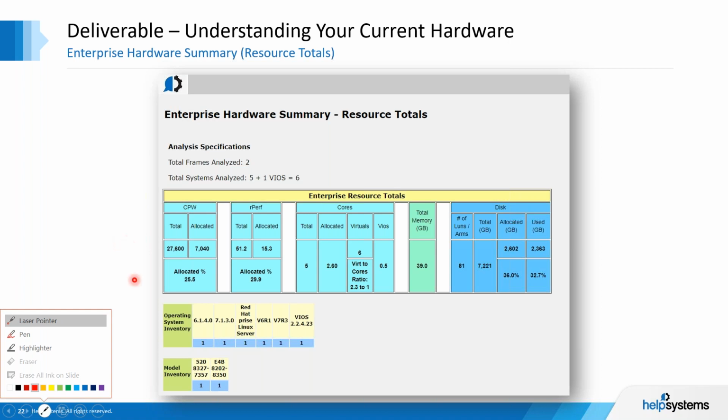So in this case, we analyzed 2 frames. There's 5 LPARs plus 1 file server, which makes 6 LPARs. And we tell you, in the entire enterprise, how many CPW are installed and how many of it you have allocated. So obviously don't confuse having an installed capacity versus a licensed capacity, right? And we do the same math for our perf. We tell you how many cores were installed, how many of them are allocated, how many virtuals, how many VIOS, how much memory you have. In the disk, again, we're looking at 6 partitions. There's 81 LUNs. There's 7.2 terabytes of storage. And I find this often interesting and particularly big. You see that out of the 7.2, there's only 32.7% of it used. My guess is the CIO probably has a requisition request on his desk for more storage.